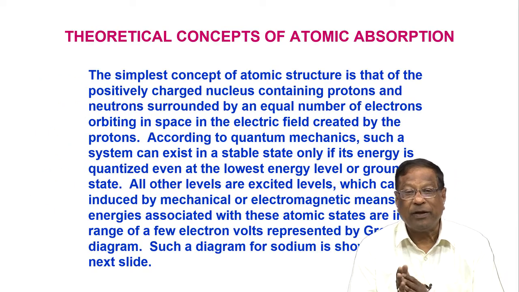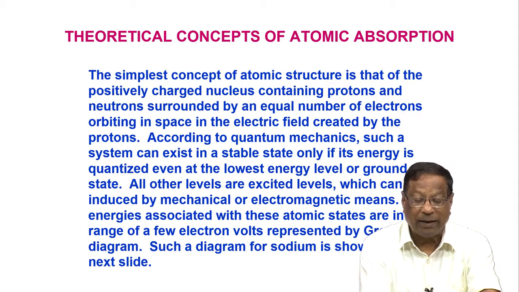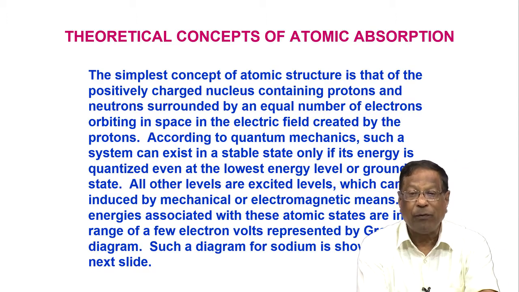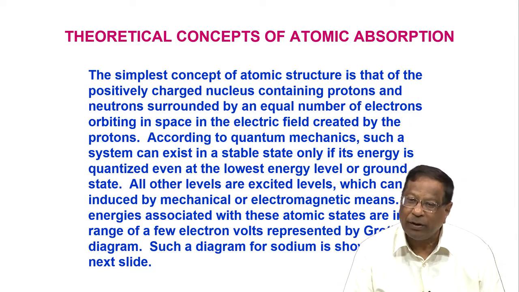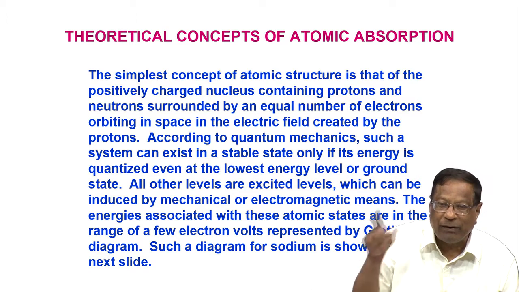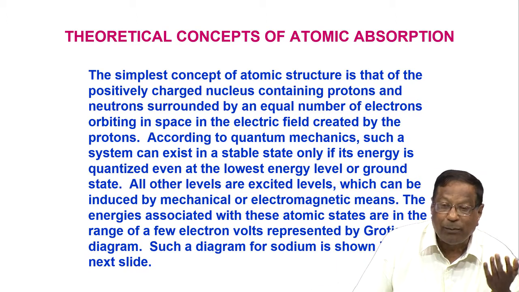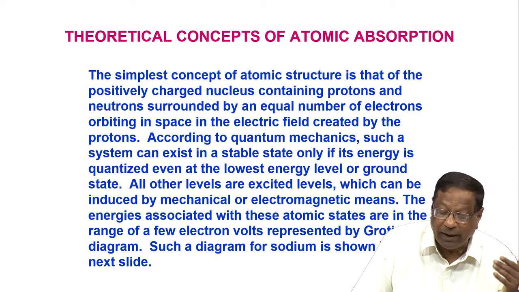We continue our discussion on the theoretical concepts of atomic absorption now, because so far I have given you only a small introduction to atomic absorption spectrometry. Now, what is important in atomic absorption? What are the basic concepts we have to learn? The simplest concept of atomic structure, which we have already studied, is that there is a positively charged nucleus containing protons and neutrons surrounded by an equal number of electrons orbiting in space in the electric field generated by the protons.